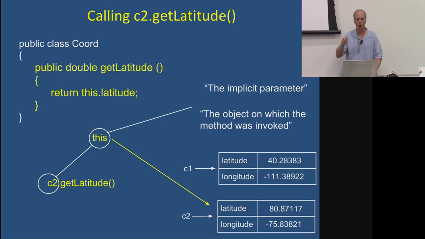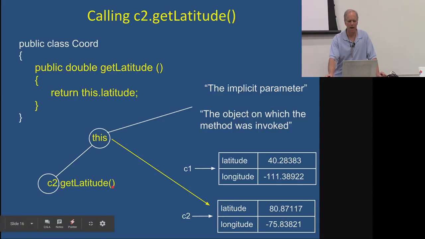So the method always operates on the object on which the method was invoked. And it's confusing to people because they don't see this as a parameter right there. Because it's the implicit parameter. Every non-static method takes this as a parameter, but the way you pass the parameter is not by putting it in parentheses. How did we pass C2 to get latitude? How did it become this? How did we say, I want you to operate on C2, not C1?